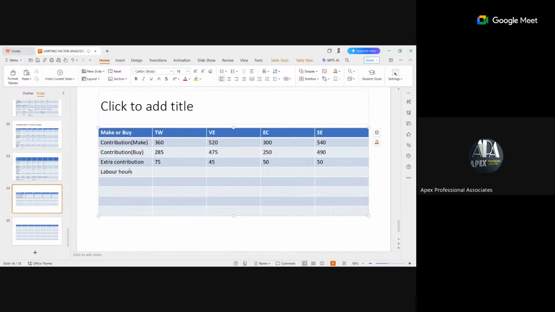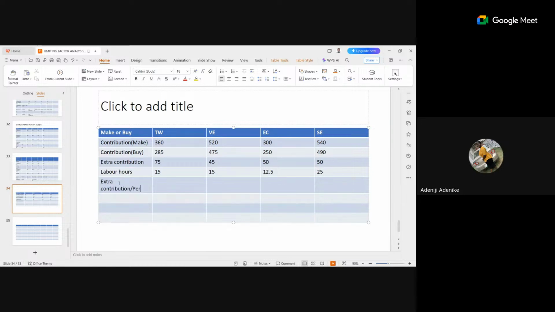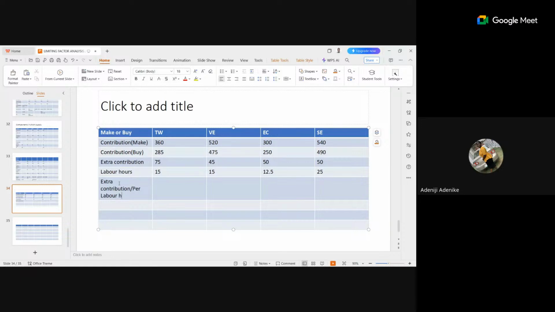Labor hours for TW is what? 15. For VE is 15. For EC, 12.5. And for SE is what? 25. So the extra contribution per labor hour will be what? 5, 3, 4, 2. Extra contribution per labor hour, this will be 5, 3, 4, 2.